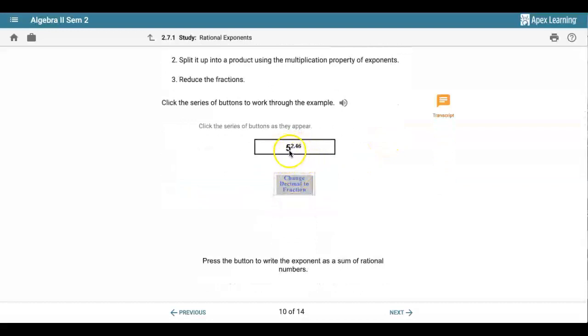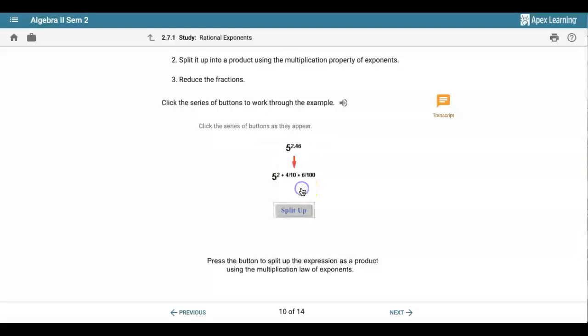If I have 5 to the power of 2.46, I'm going to change that decimal to a fraction. I don't know why they did it like this, but you could in your calculator. You have the ability to change decimals to fractions. It's underneath the math tab, and it'll say decimal to fraction, or D arrow F, which means decimal to fraction.